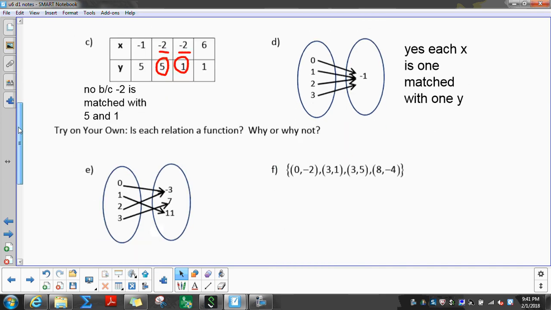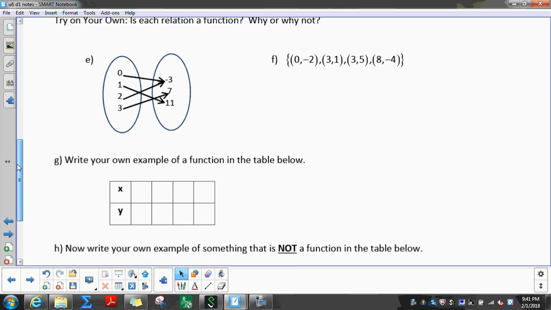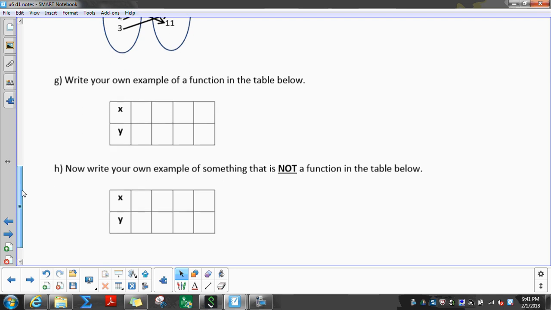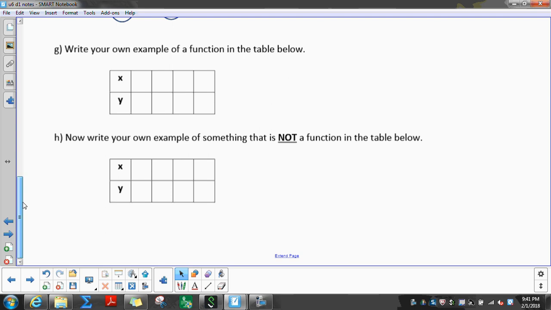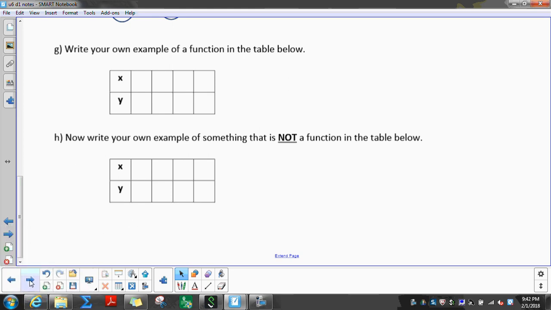Okay? So you're going to try these on your own. E and F are just like ones we already did. G and H make you think a little bit. You got to try to write your own function. These are going to differ from each person. H, you're going to write one that's not a function. So what happens that makes things not a function? Just come up with something on your own. We can talk about it more. We can compare our answers if we want in class.